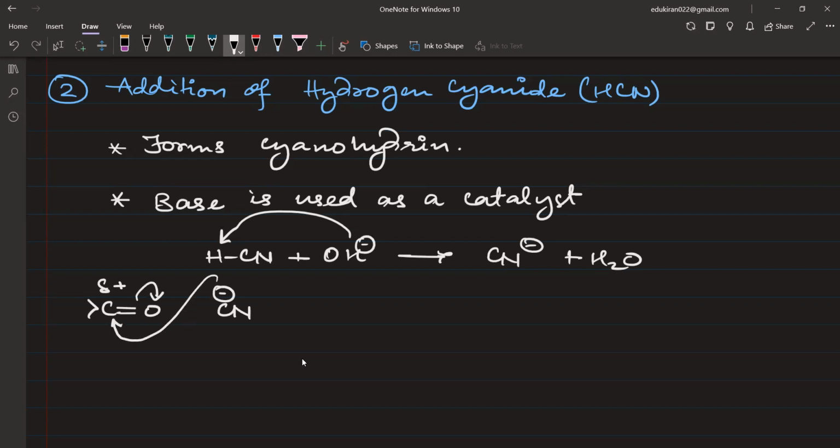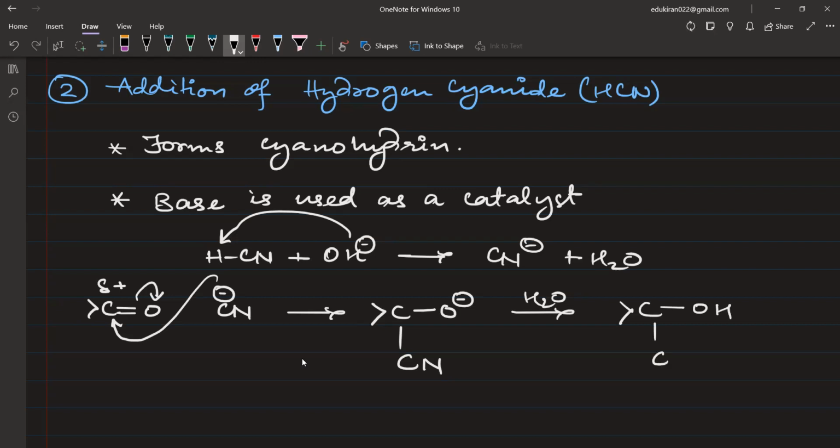The pi bond breaks like this, leading to the formation of carbon. The 2 bonds are as they were here; those 2 bonds have not changed. You have O negative, and here you have CN. This bond is between carbon and carbon. Now, in the presence of water, O negative will abstract a proton from a water molecule, and it will give you the 2 bonds as they are, OH and CN.